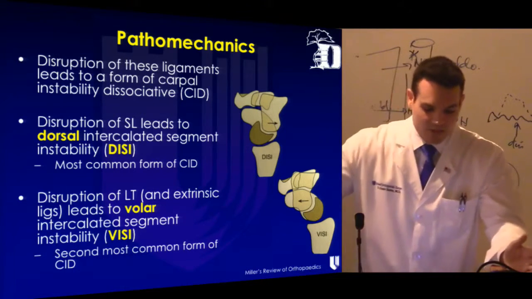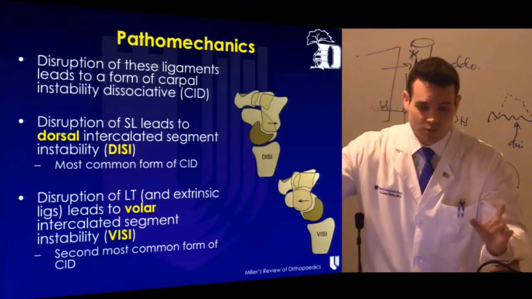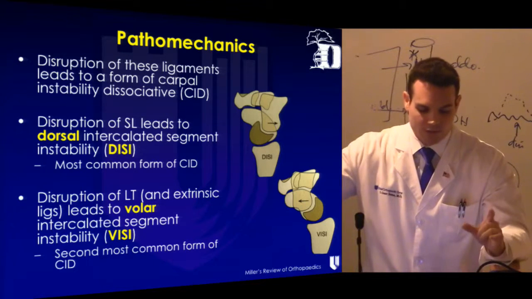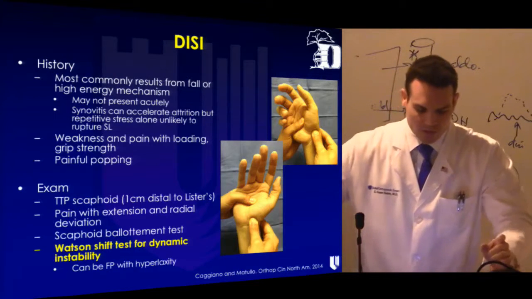The opposite of this is disruption of the luno-triquetral ligament. So the triquetrum wants to extend, but the lunate will not go with it anymore, and it will lead to volar intercalated segment instability, and this is the second most common form. So we'll talk a little bit about each.